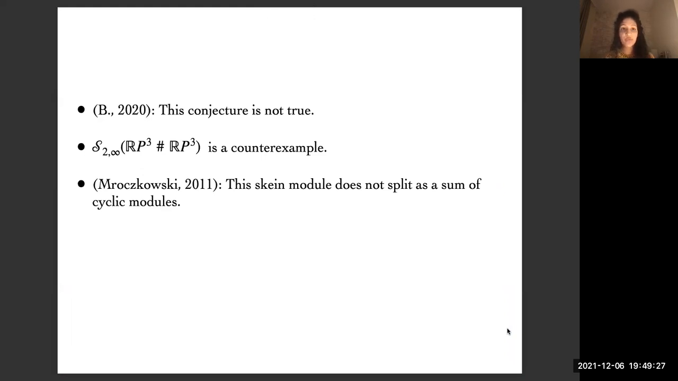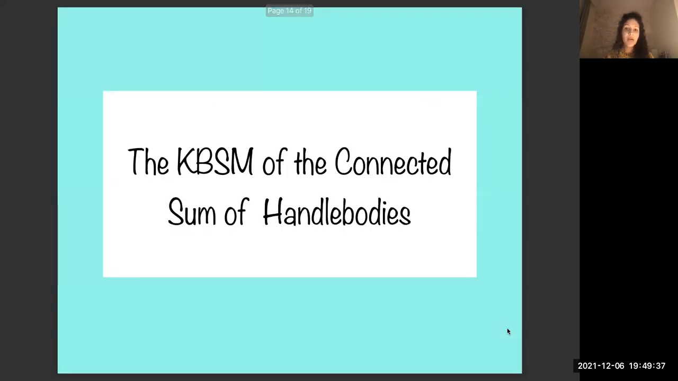The KBSM of two copies of the real projective space is the counterexample, and moreover, this skein module does not split as the sum of cyclic modules, and this is due to Mroczkowski from 2011. So, well, all of the examples listed before satisfy Marché's conjecture. The moment we have connected sums, we have this outlier.